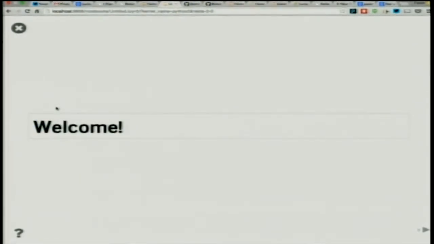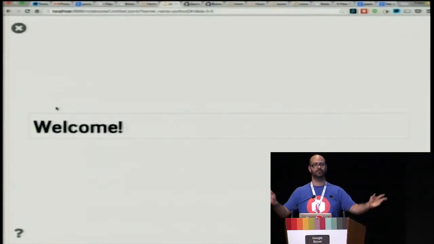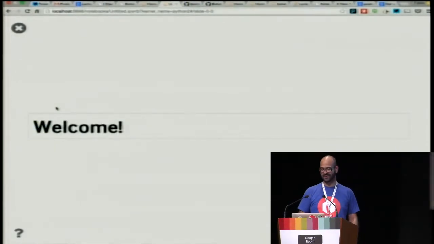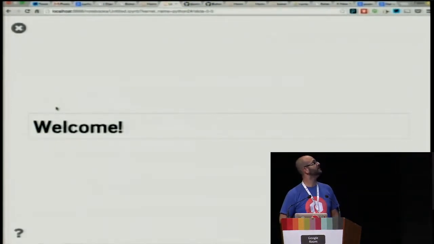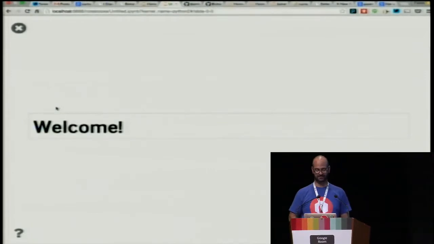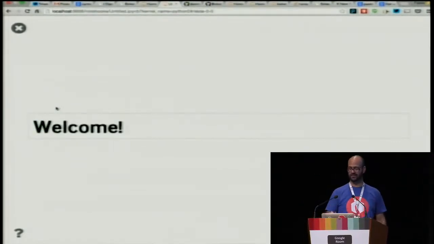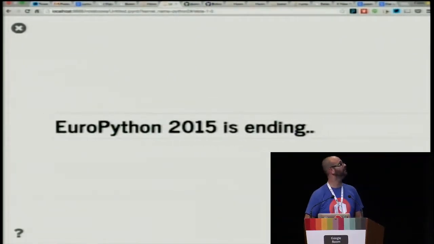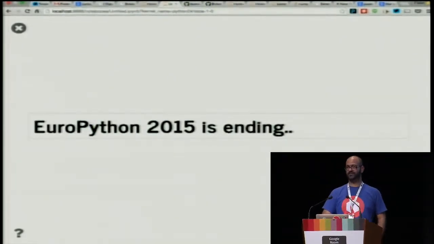So welcome everybody to this closing note. This is going to be a sort of extended lightning talk. It's going to be without much pictures, so probably boring, I'll try to make it not boring. EuroPython 2015 is ending.